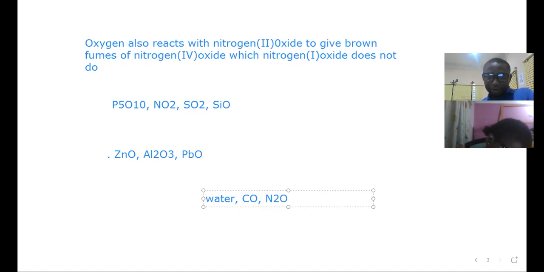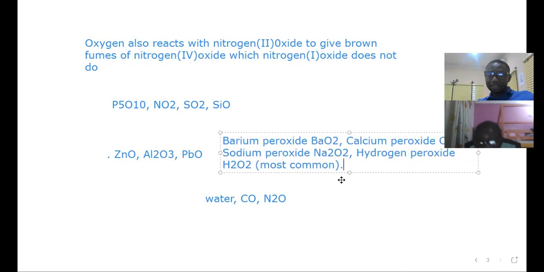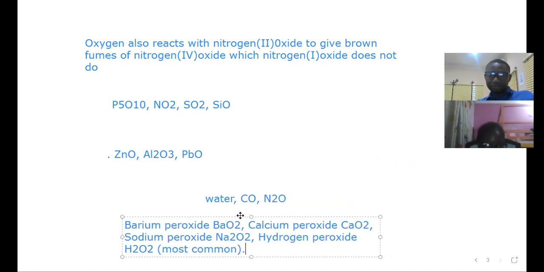And let's just talk about peroxides. These are higher oxides. That means they give hydrogen peroxide when reacted with a dilute acid. Examples of peroxides: barium peroxide, calcium peroxide, sodium peroxide, and hydrogen peroxide, the most common one that we see. Okay.